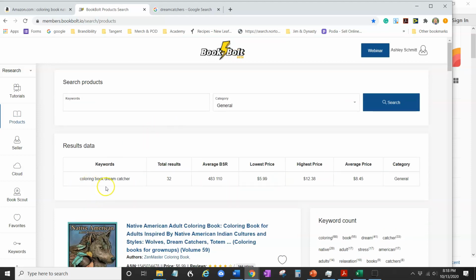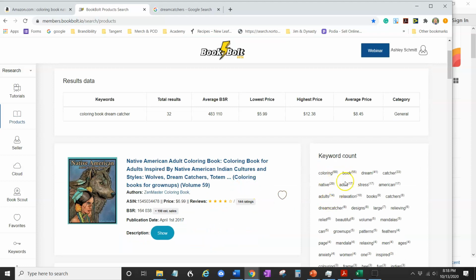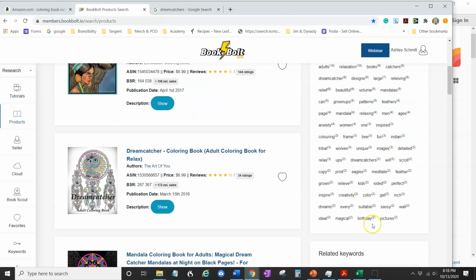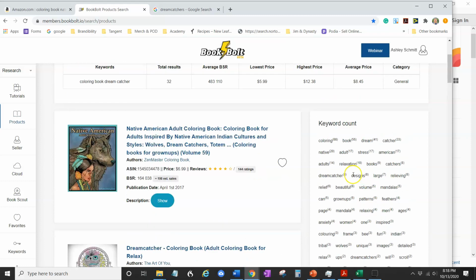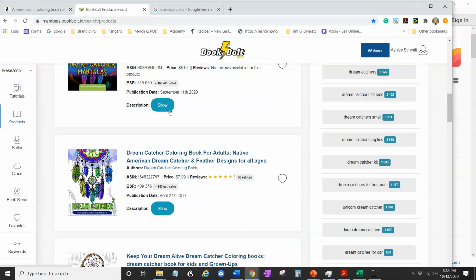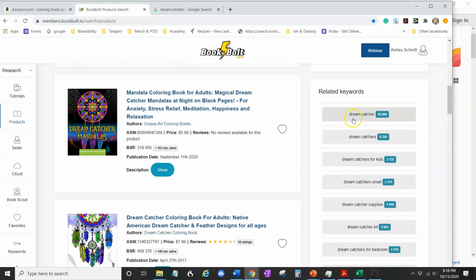I just typed in coloring book dreamcatcher, right? And so what it did is it went through and found, the way I got a pen and paper and went through and got all these different words, that's what it did really quick. Okay. In like 20 seconds, it pulled up these same kind of ones we were looking at and then gave me some keywords, and then it gives you some data.